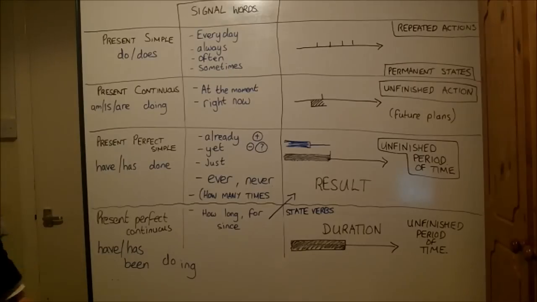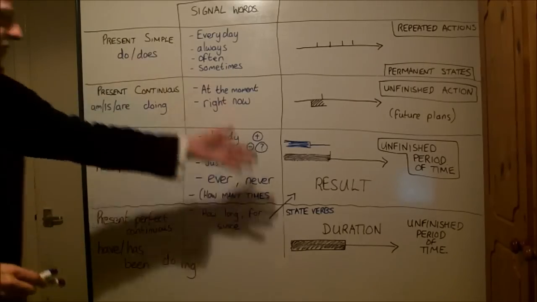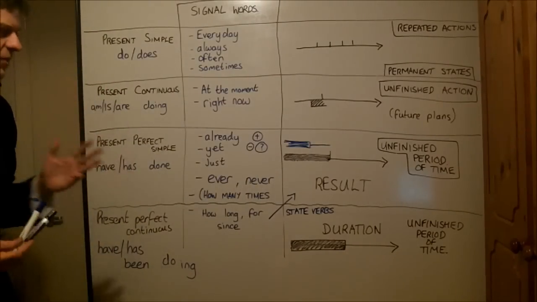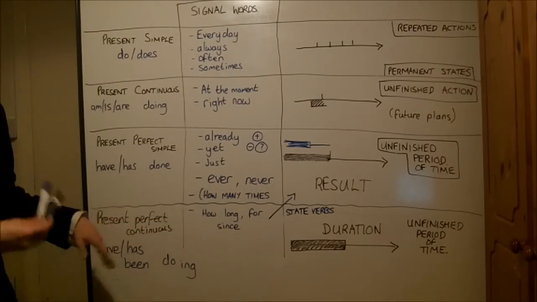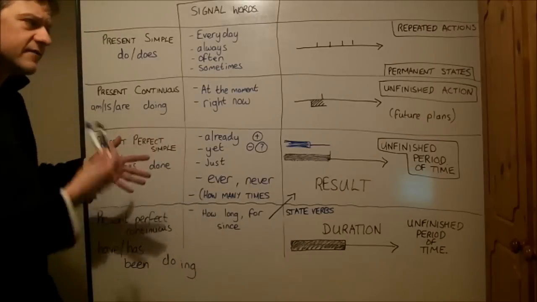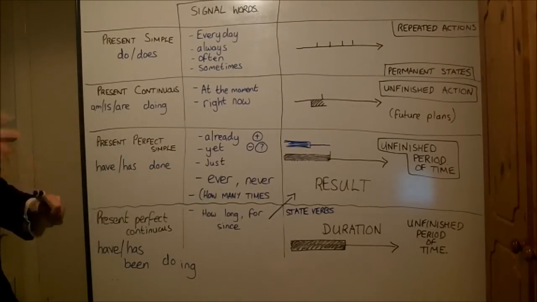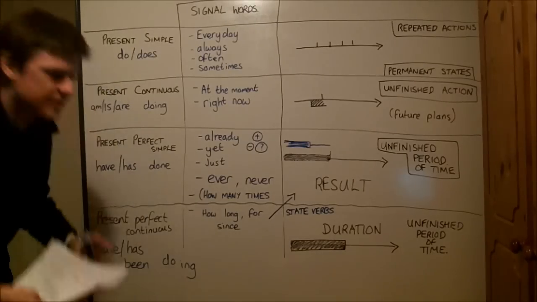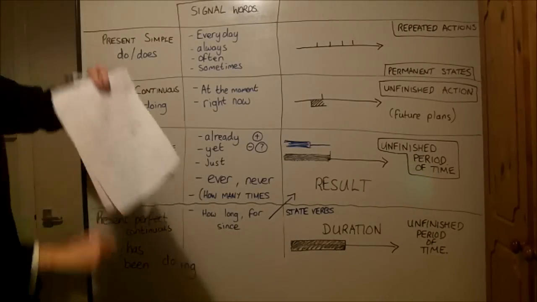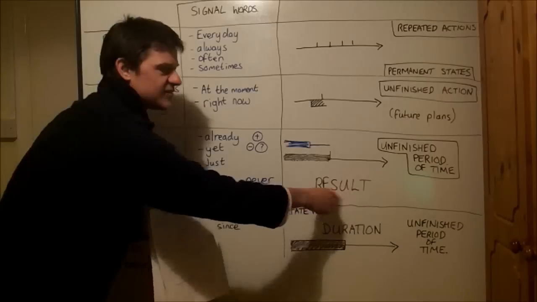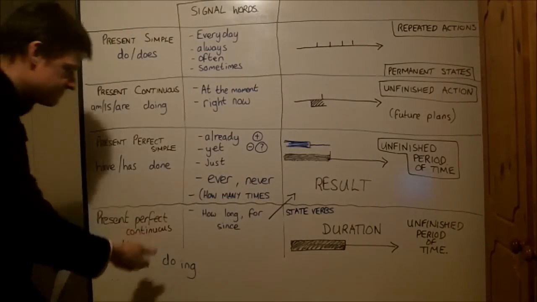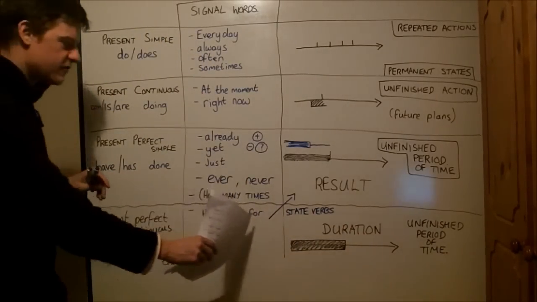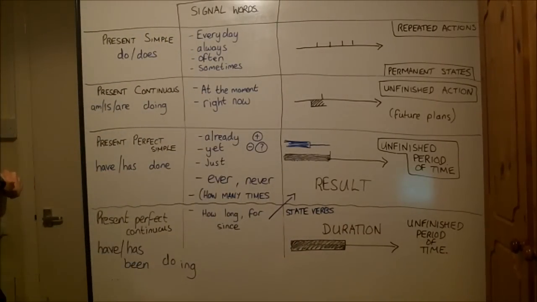It emphasizes duration. So you could say I have been doing my homework for 3 hours, and that's what we would say. You must use present perfect continuous, have been doing for 3 hours, not I have done my homework for 3 hours. But you would say I have done my homework when you want to show the result. If you've got it here and you say, look, I have done my homework, because have done is the result. It emphasizes the result. Have been doing emphasizes the duration, the length of time. So how long, for, and since are very often present perfect continuous.